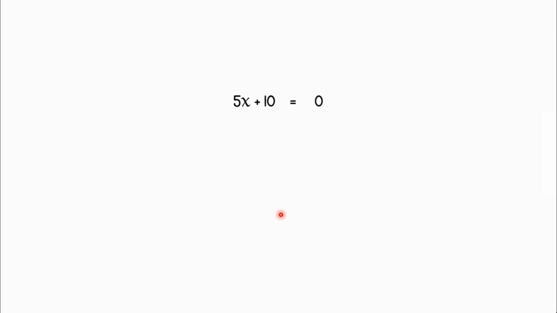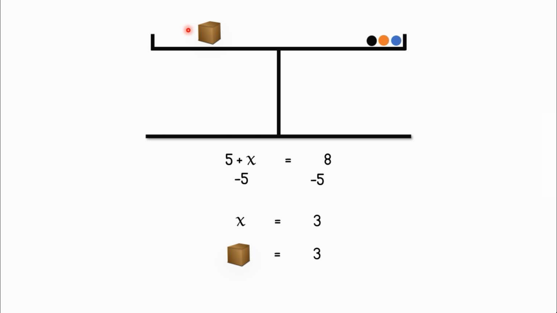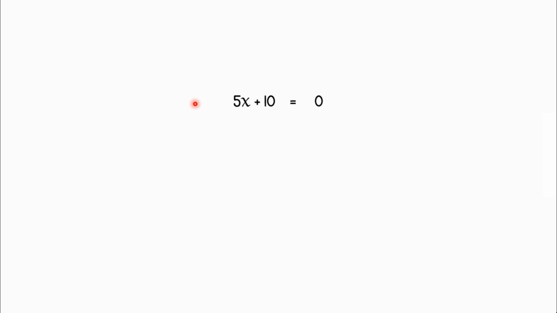Now let's get another example. In this example, we have 5x plus 10 equals 0. Let's check it out. If we want to find x, as we said, x is just a box, which we don't know how many balls are in or how many kgs it is. So we represent it by x, y, a, b, any variable; you can name it anything. So we have 5x plus 10 equals 0.